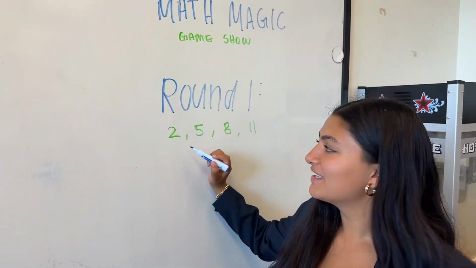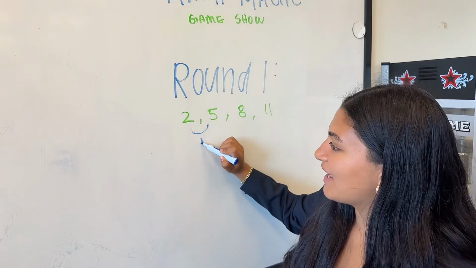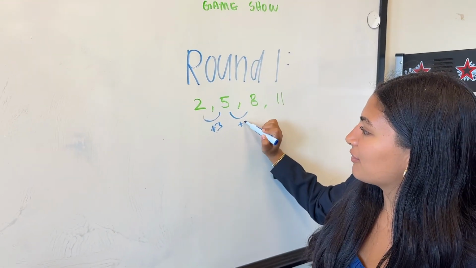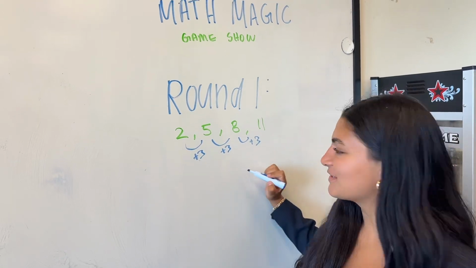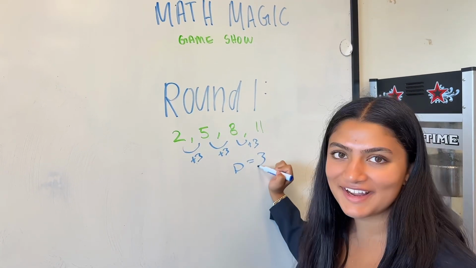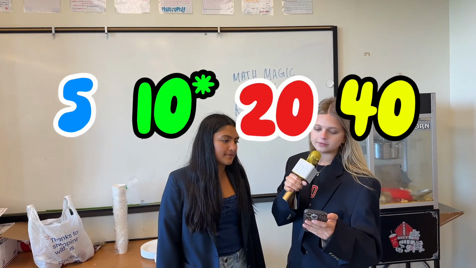Ooh, what a brave volunteer. Now we'll show you how you do it. See here, if you start at 2 and go up to 5, that's adding 3. Then you add another 3, then you add another 3. 3 is the common difference. So, d equals 3. Another sequence, 5, 10, 20, 40.